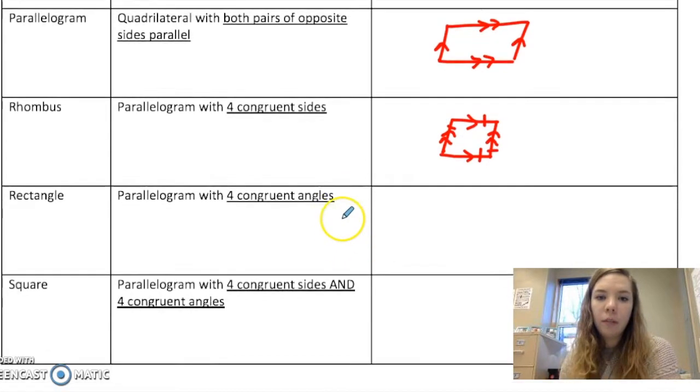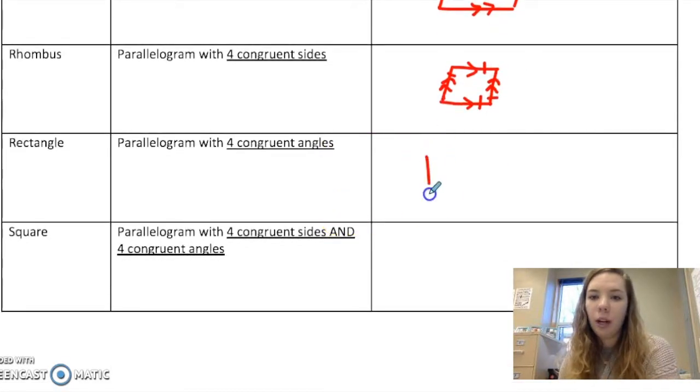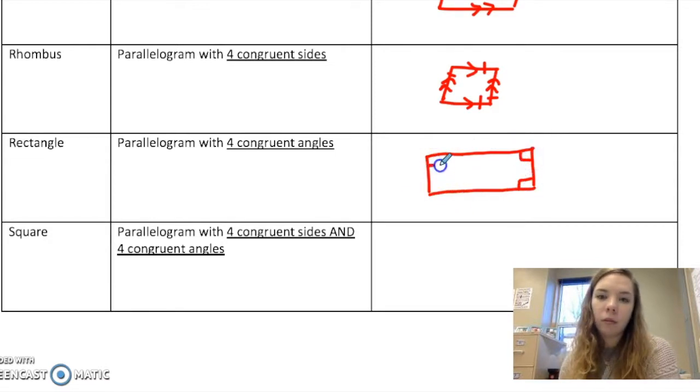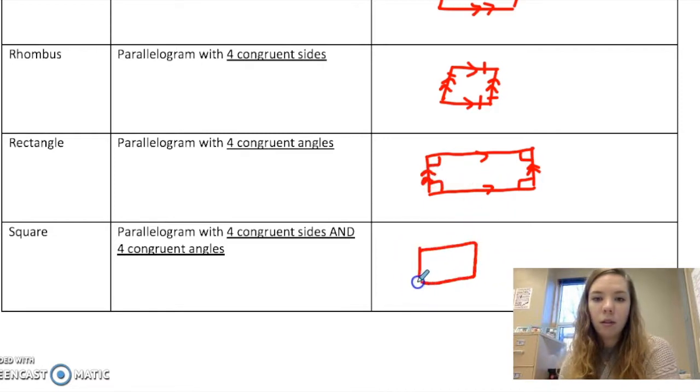A rectangle is a parallelogram with 4 congruent angles, which actually makes all the angles 90 degrees. And then a square is kind of a combination of a rectangle and a rhombus. You have all 90 degrees and all congruent sides.